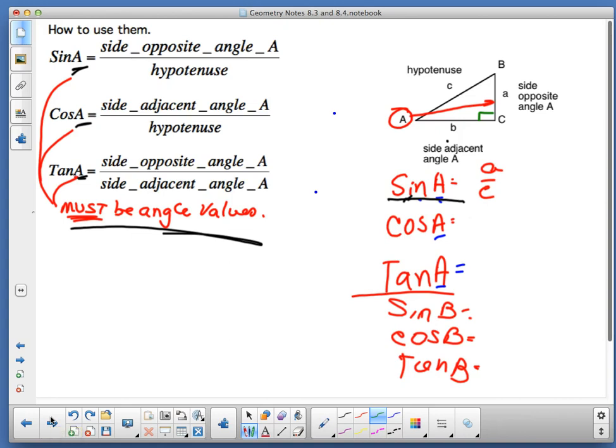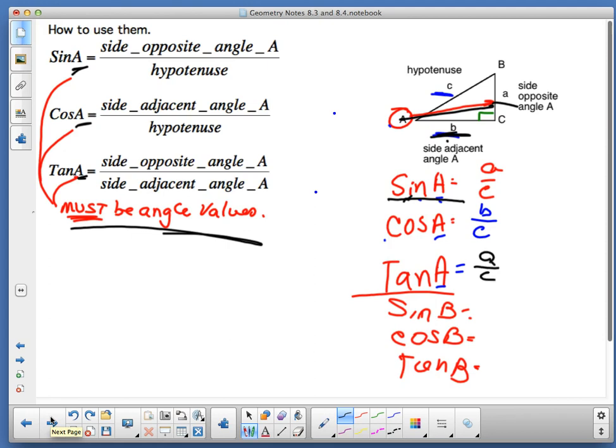In each instance, the hypotenuse in the triangles will never change their position, okay? The opposite and adjacent, depending on the angle I'm working with, will. So keep that in mind. So now, cosine of A, adjacent over hypotenuse, B over C. Tangent of A. Well, tangent is opposite over adjacent, so I've got A over C.